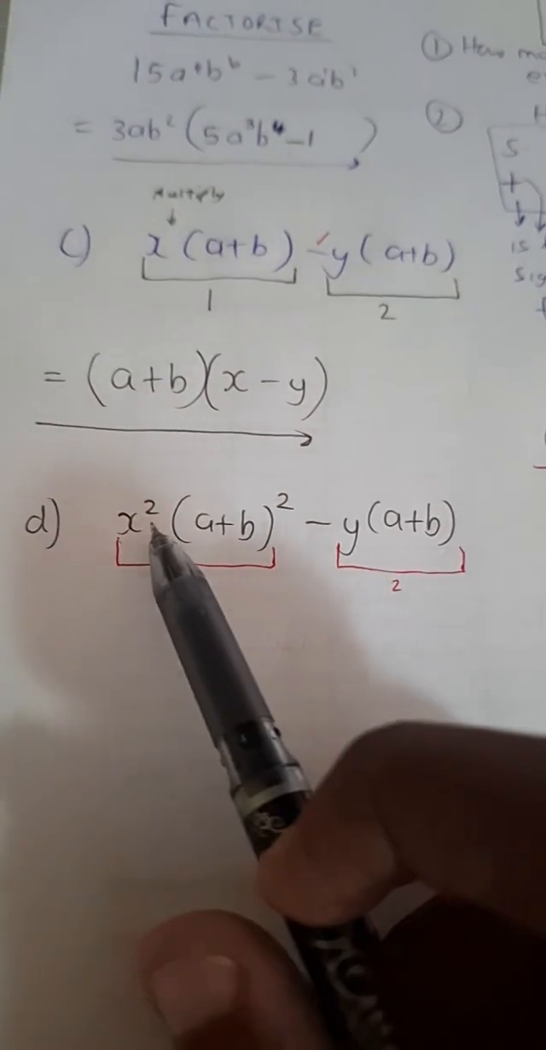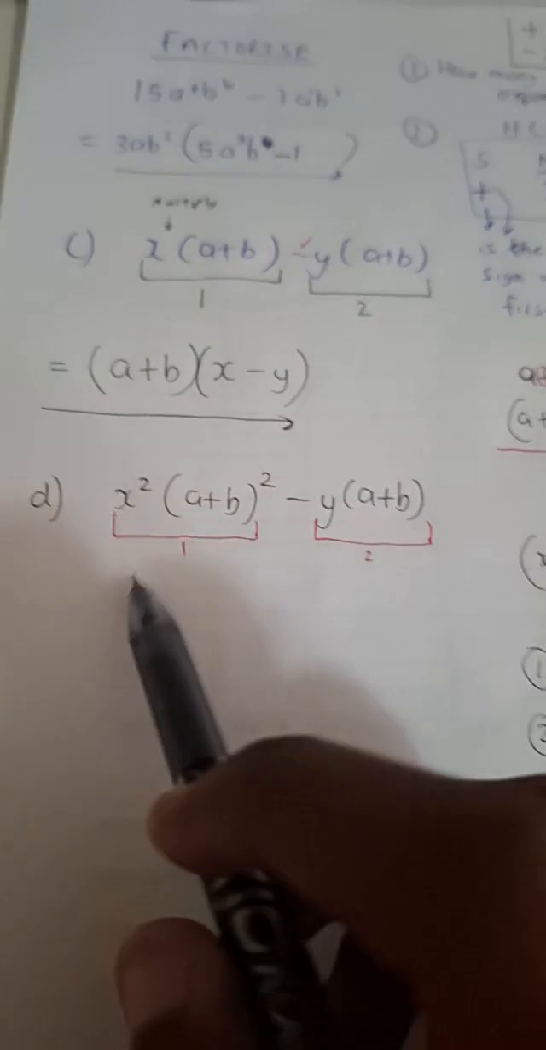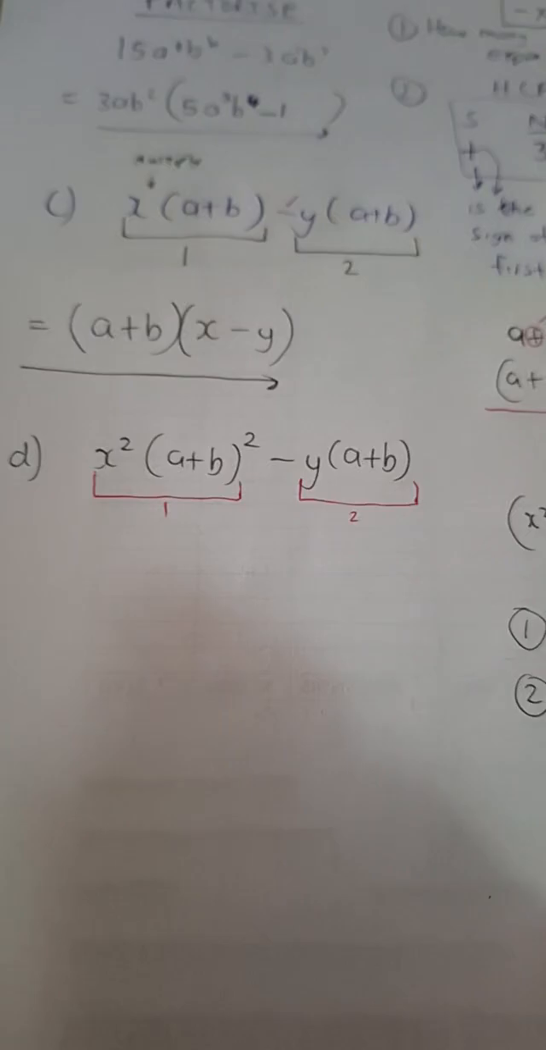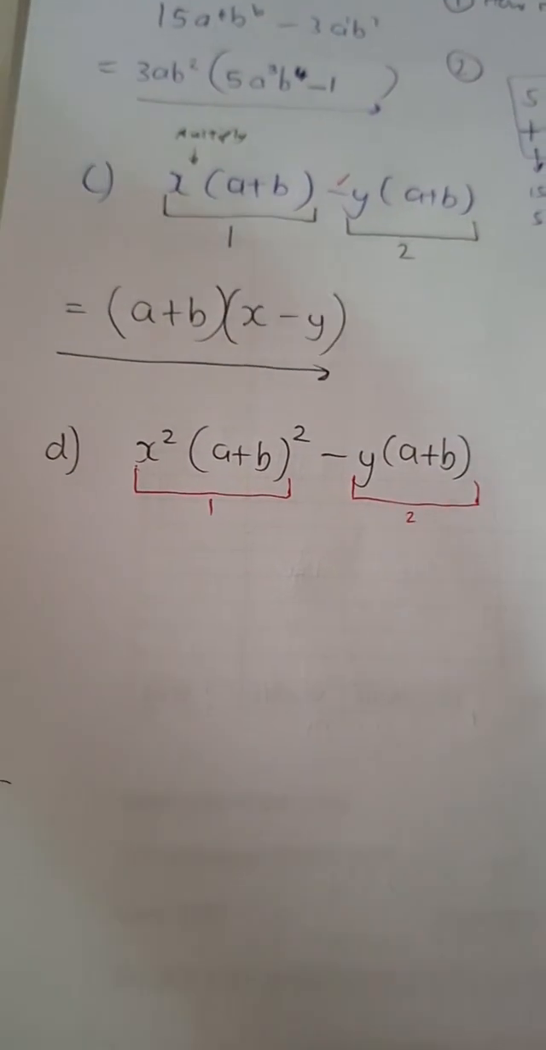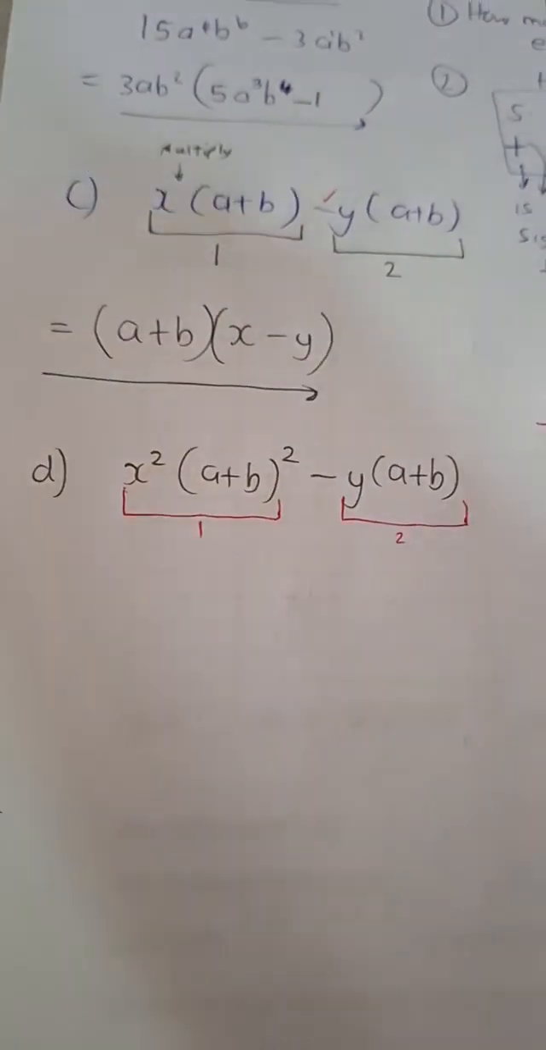Right. So x squared into (a plus b) the whole thing squared, minus y into (a plus b). We've agreed there are 2 terms, right? Second question, what is the highest common factor sign? Thank you, Brenda. The highest common factor number, the highest common factor letter. So let's start with the highest common factor sign.